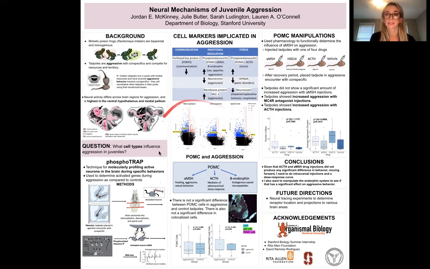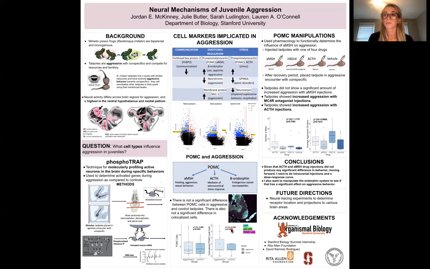As you can see by looking at these plots right here, there are hundreds of genes that are up and down regulated that we got from this phosphoTRAP. We chose the ones that we've done prior research on, and we thought would be interesting candidates to look at for aggression in juveniles. Ultimately, we chose to focus on POMC because of its multiple post-translational subunits. So alpha MSH is implicated in feeding, aggression, and sexual behaviors. ACTH is a mediator of the adrenocortical stress response, and beta endorphins are endogenous opioid neuropeptides.